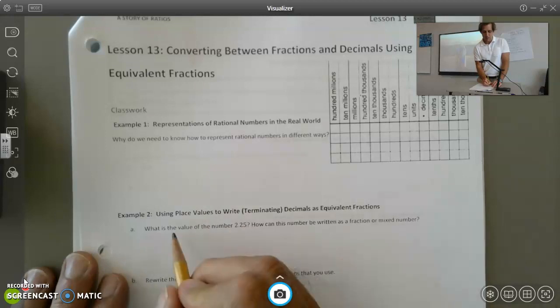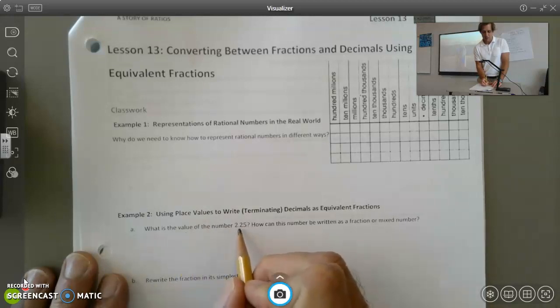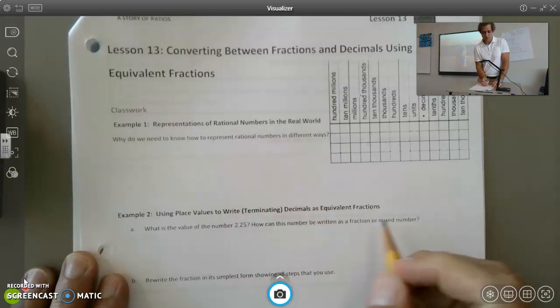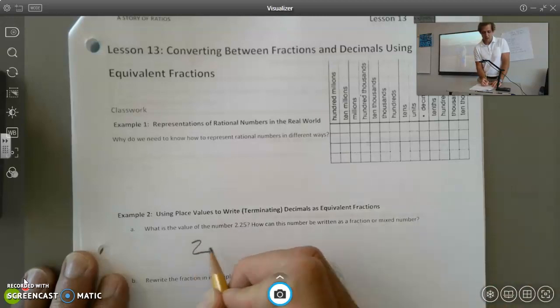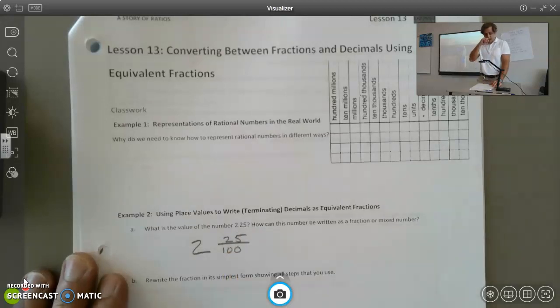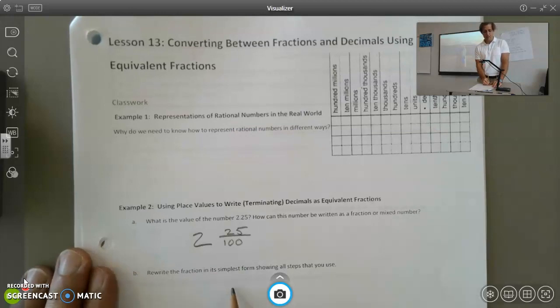So what's the value of the number 2 and 25 hundredths? How can this number be written as a fraction or a mixed number? Easily, I could write this as a fraction. That's 25 hundredths, so that's 25 over 100. Now, B asks, rewrite this in the simplest form, showing all the steps that you would use. Okay, so here are the steps.